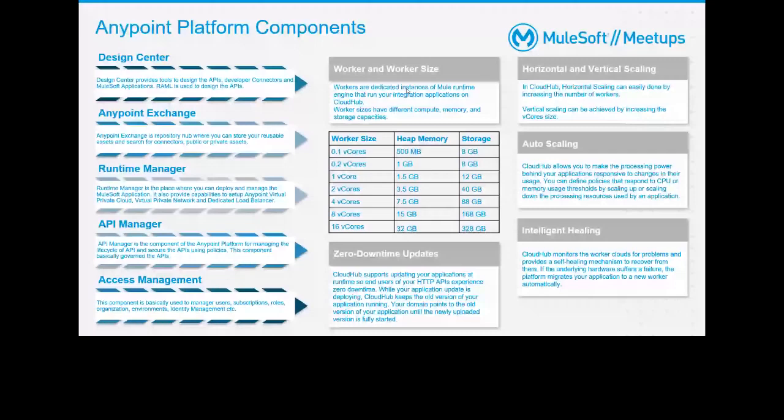At minimum you have to allocate 0.1 vCore. If you are selecting two workers, you are allocating 0.1 vCore to the first worker and 0.1 vCore to the second worker, so it will be overall 0.2 vCores. The maximum you can allocate is up to 16 vCores. So 0.1 vCore is the minimum and 16 vCores the maximum, where you can get a heap size of 32 GB and storage of 328 GB. Also, like Deep Ranjan has explained, zero downtime updates.